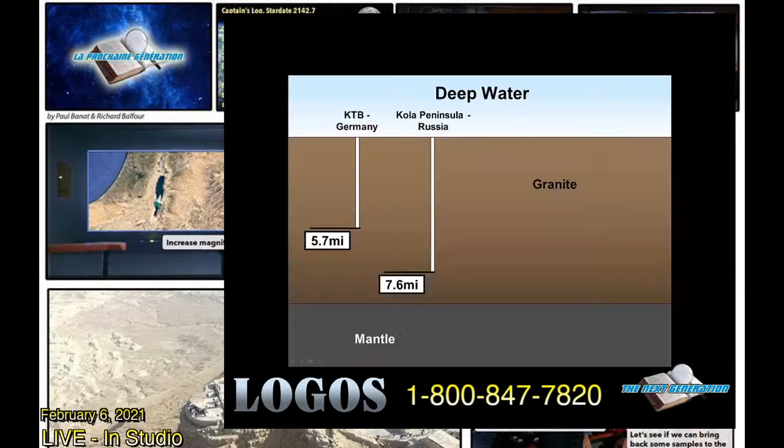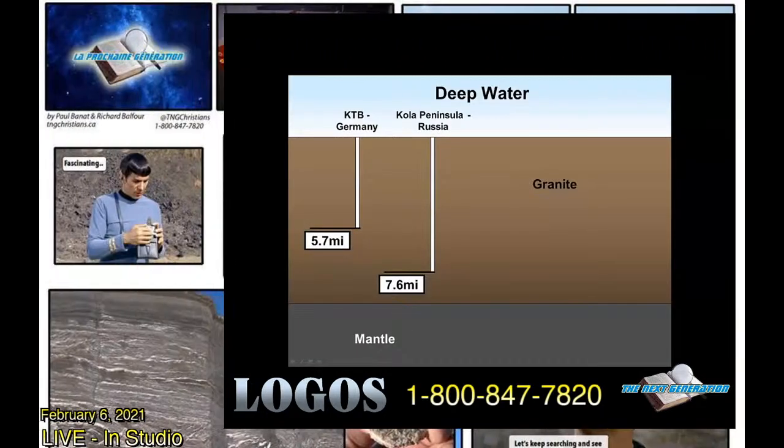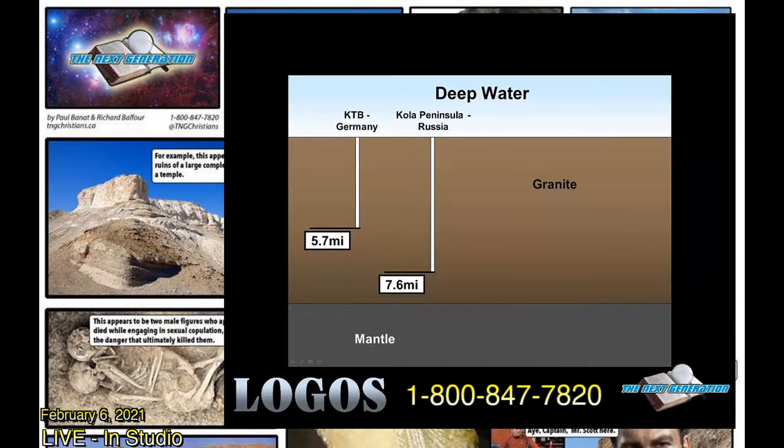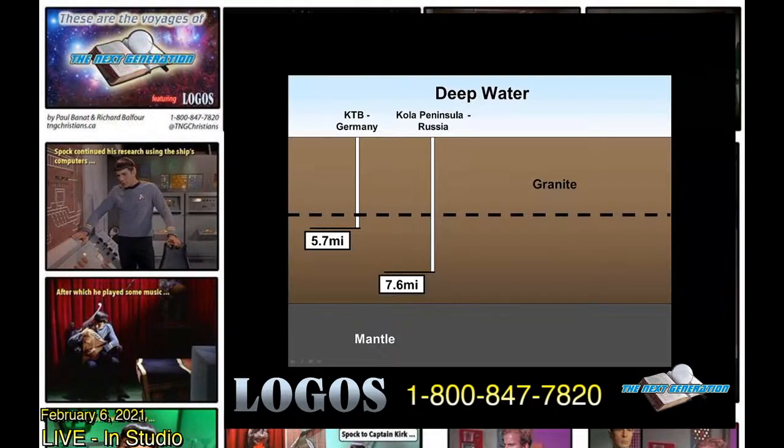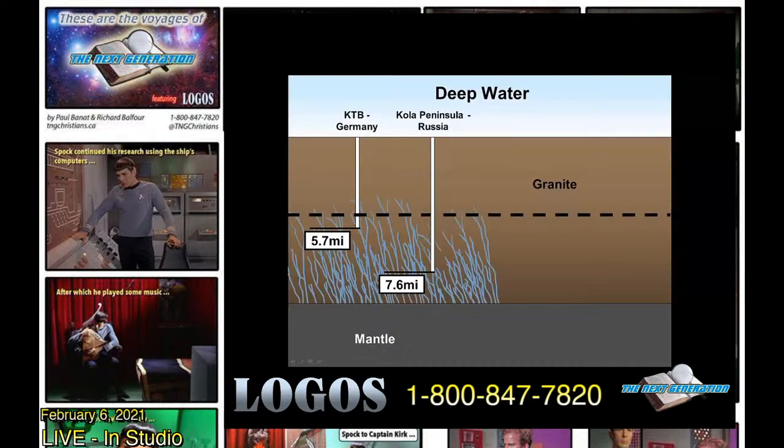Germany's KTB dig and Russia's Kola dig are the deepest man-made holes in Earth's crystalline continental granite. The goal of these digs was to reach the Earth's mantle rock, but neither succeeded. Both holes reached depths well below the 5-mile boundary of granite's max compressive strength. Both holes encountered unexpectedly extreme heat as depth increased. Even more surprisingly, they both struck saltwater-filled interconnected fractures in the granite.